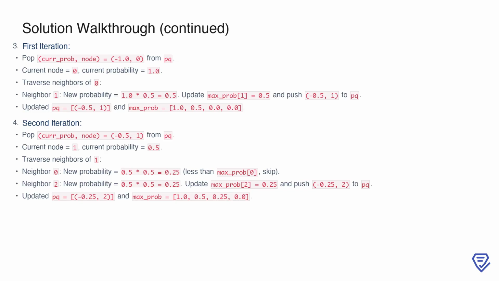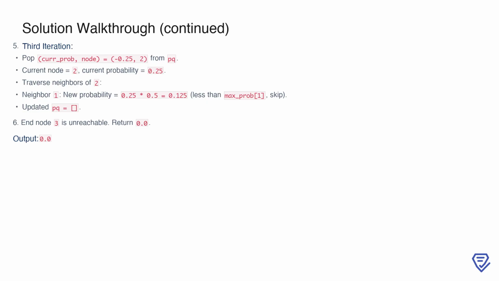Moving to the second iteration, we now process node 1, which has the highest probability of 0.5. Calculating the probability to reach its neighbors, we find that the probability to reach node 0 is less than its current maximum, so we skip it. For neighbor 2, the new probability of 0.25 is greater than its current value, so we update max_prob 2 and push it into the queue. The priority queue now contains node 2, and the max_prob list is updated accordingly.